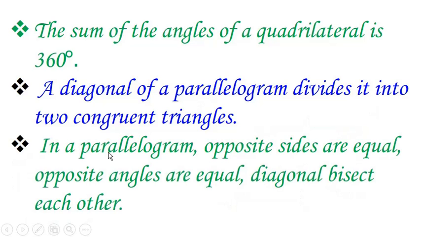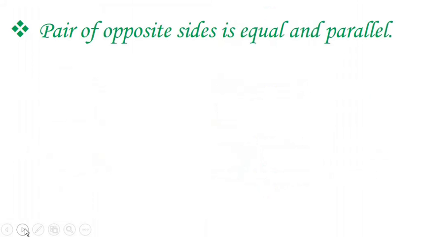So this is the next statement. In a parallelogram, opposite sides are equal, opposite angles are equal, and diagonals bisect each other. So the diagonals intersect each other at a certain point, and at this point the diagonals bisect each other. It means they are divided into two equal parts. So we have no problem understanding this statement also. Let's see the next statement. Pair of opposite sides is equal and parallel. In a parallelogram, opposite sides are what? Equal and parallel. Already we have discussed this point with the help of the figure.